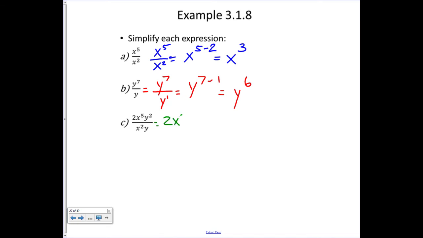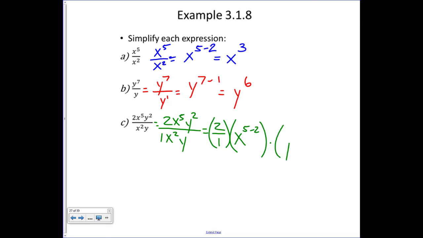Finally, we have 2x to the 5th y squared over x squared y. Now we've got to deal with each of these separately, numbers and then each of the variables. Well, 2 is just 2 over 1. That's not going to change. X to the 5th divided by x squared, well, that's x to the 5 minus 2. And y squared divided by y is y to the 2 minus 1. And so you get 2x cubed y.